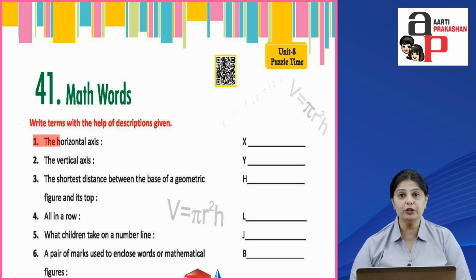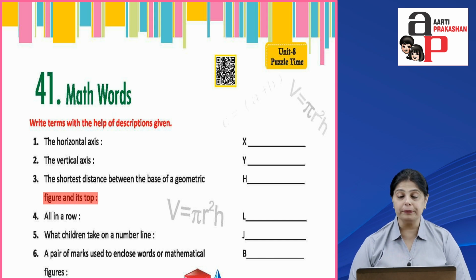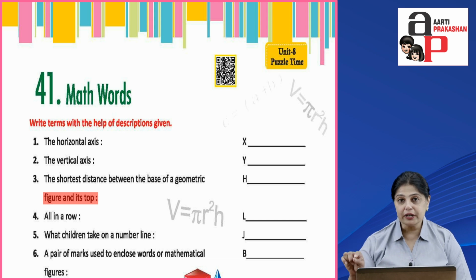The first one, what do you call the horizontal axis? You know a graph, there are x-axis and y-axis. So, what do you call the horizontal axis? Yes, that's right, it is the x-axis. And the vertical axis is the y-axis. Alright. The shortest distance between the base of a geometric figure and its top is known as the height. Okay. So, in that figure, when you go from the base to the top, it shows the height.